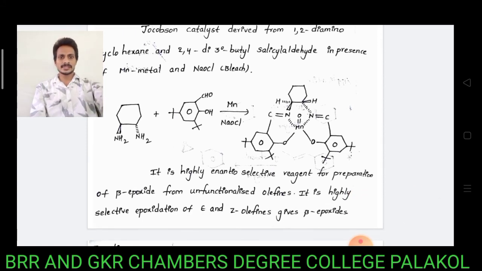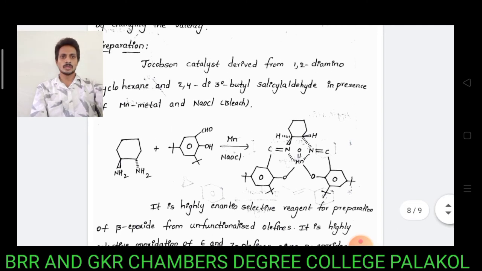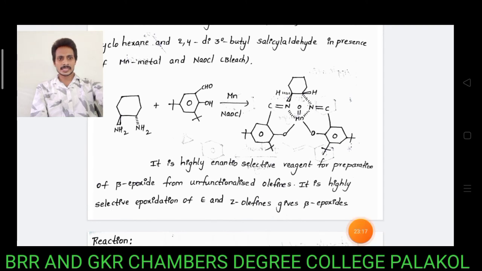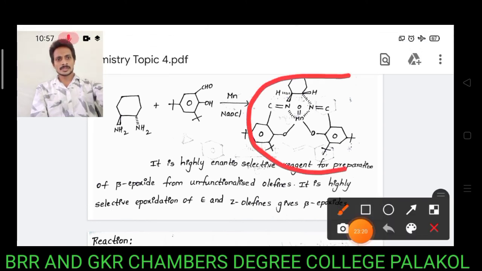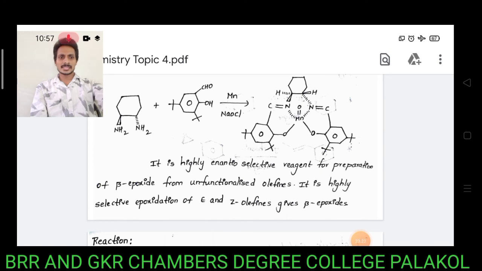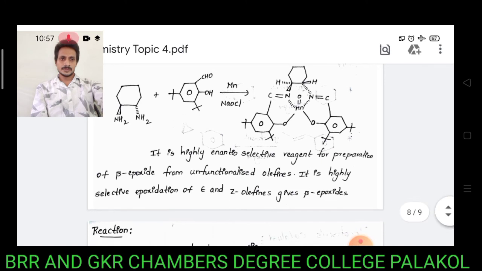Okay, in this reaction, first diaminocyclohexane is treated with 2,4-di-tert-butyl salicylaldehyde in the presence of manganese metal and bleach, sodium hypochlorite, and it gives the corresponding Jacobsen catalyst. Jacobsen catalyst is selectively used for oxidation of unfunctionalized alkene systems. It is a highly enantioselective reagent for preparation of beta epoxides from unfunctionalized olefin systems. It is highly selective for epoxidation of E and Z alkenes to give the corresponding beta epoxides.